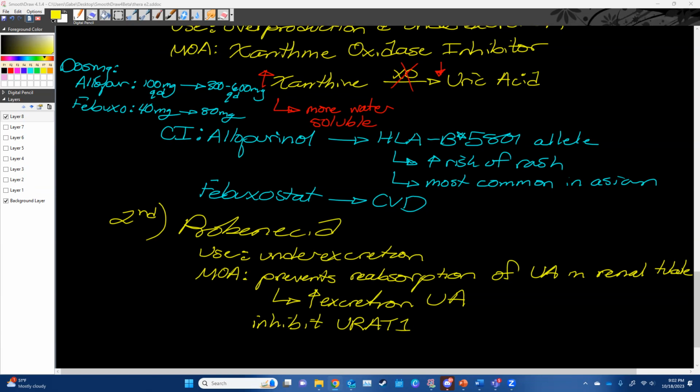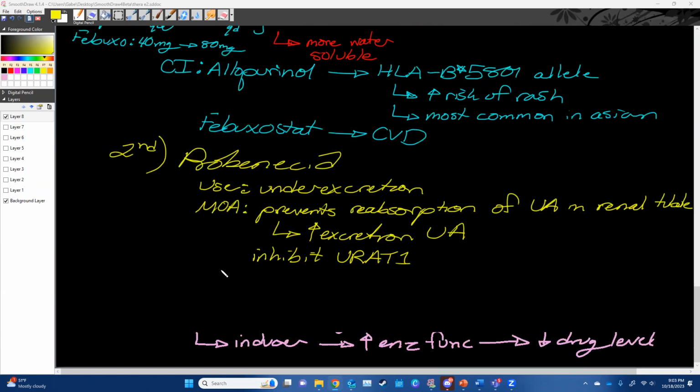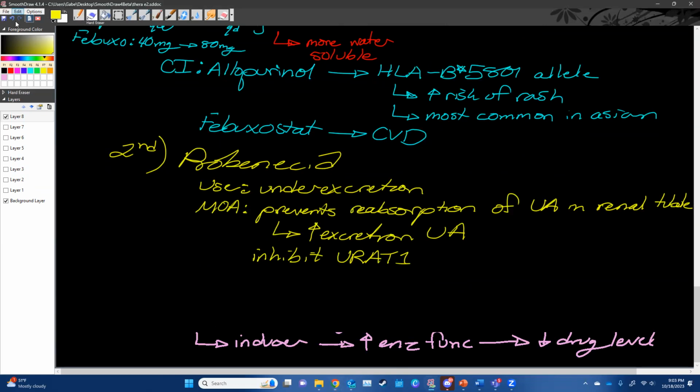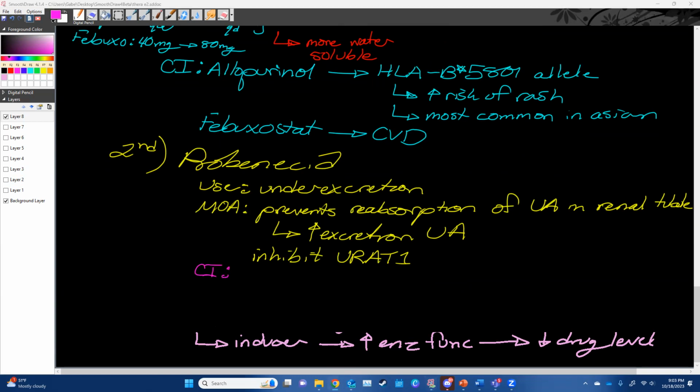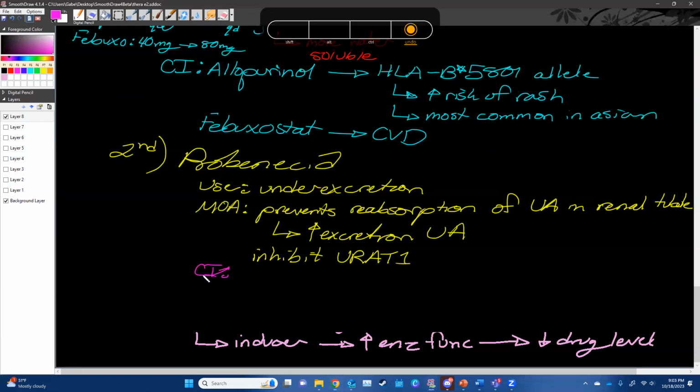In terms of contraindications. In terms of contraindications, the first one that we care about, contraindication, or like ADR.